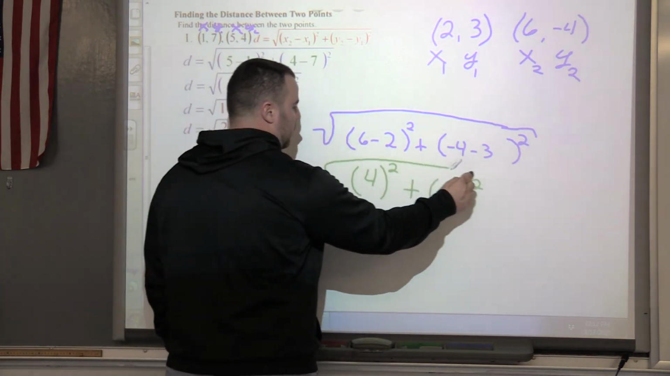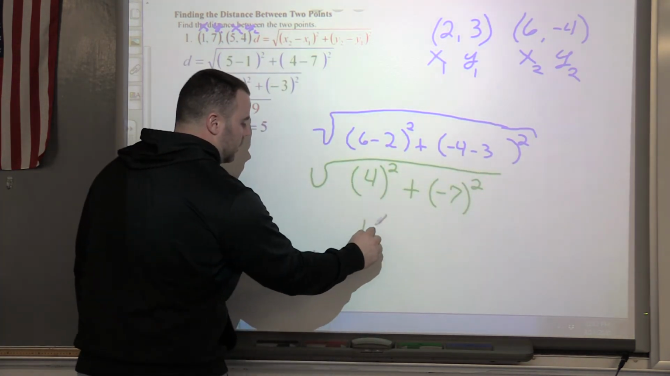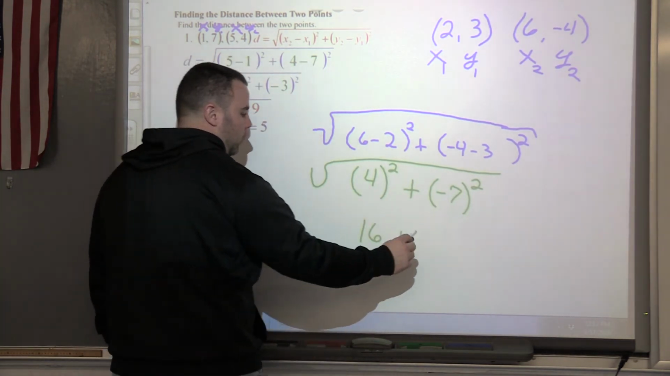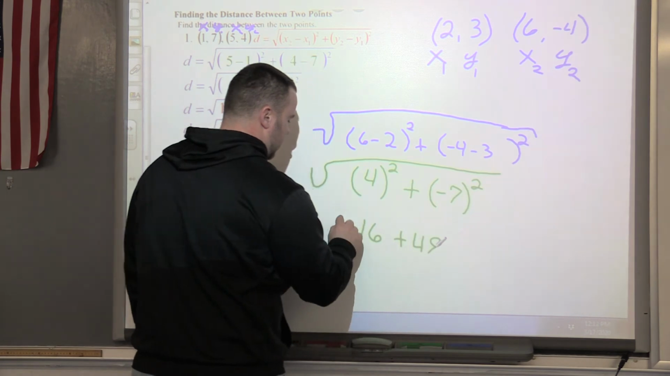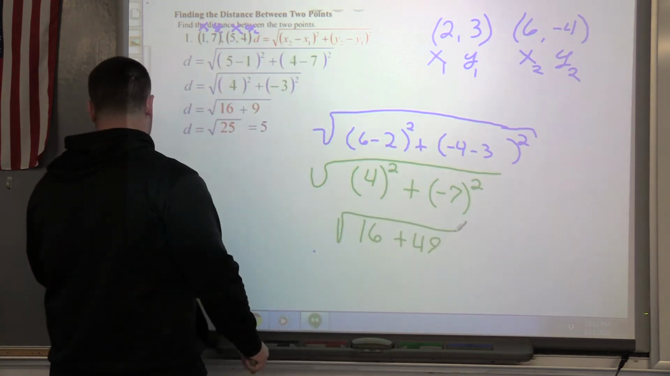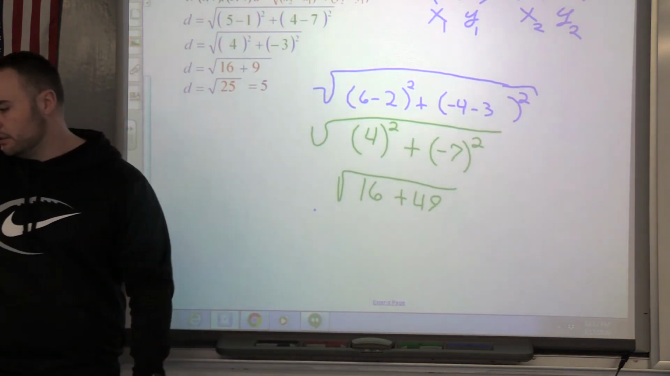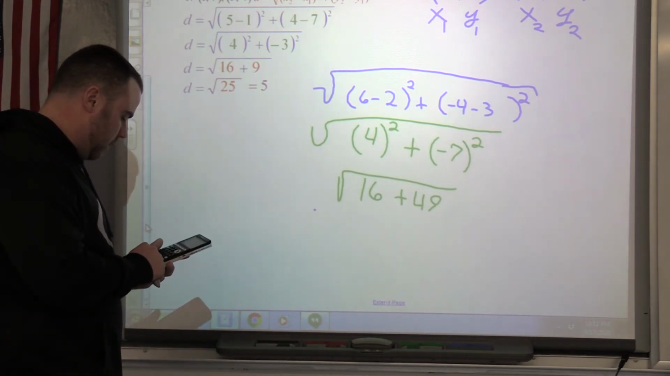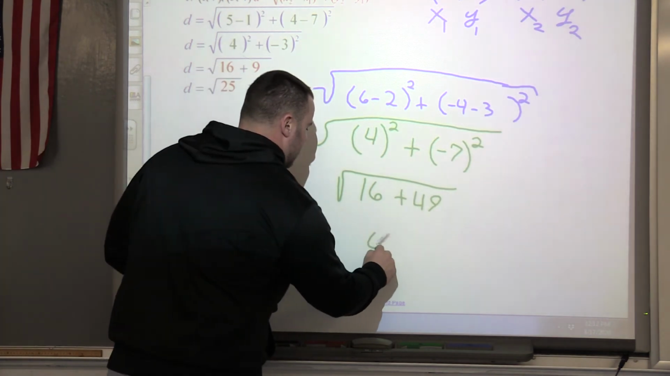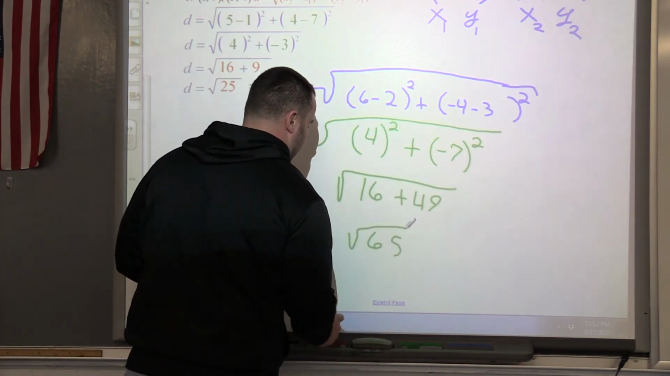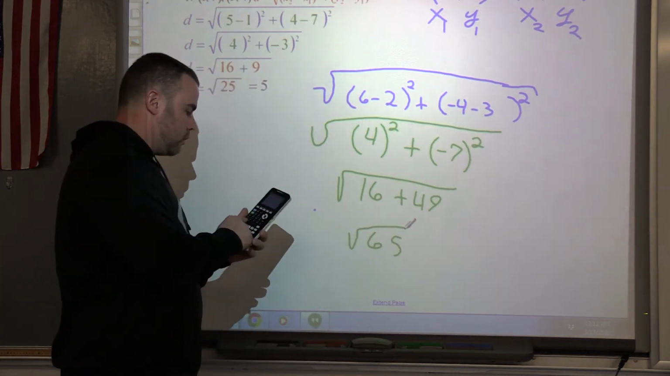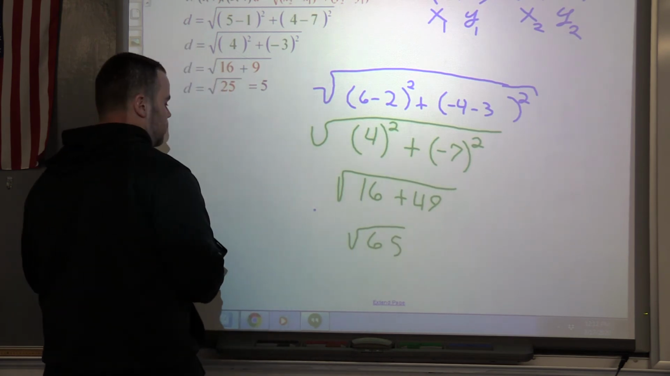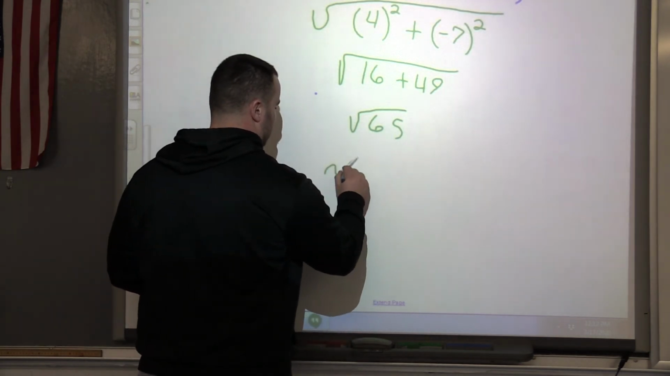So it's the square root of both of those. 4 squared is 16 plus negative 7 squared is 49. Square root of that. All right, figure out what that is. 16 plus 49. Let's get a calculator. 16 plus 49 is 65. So the square root of 65 is going to be my answer. Square root of 65, and we get 8.06. So this is about 8.06.